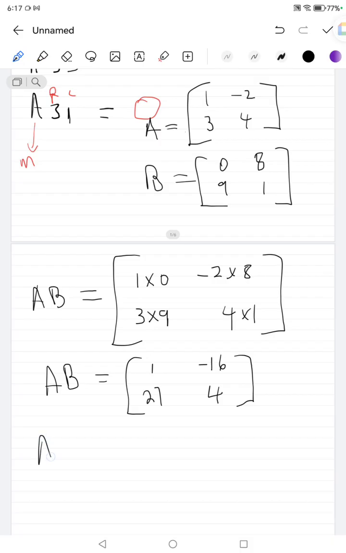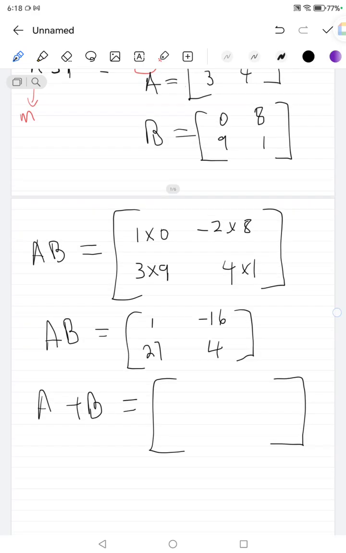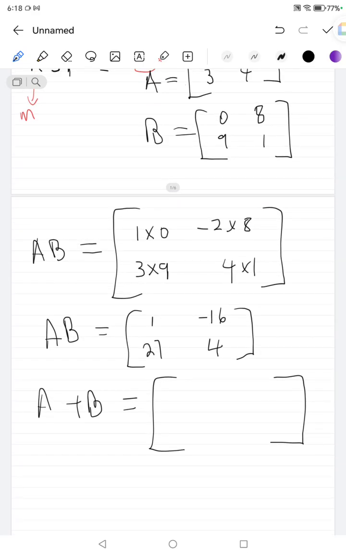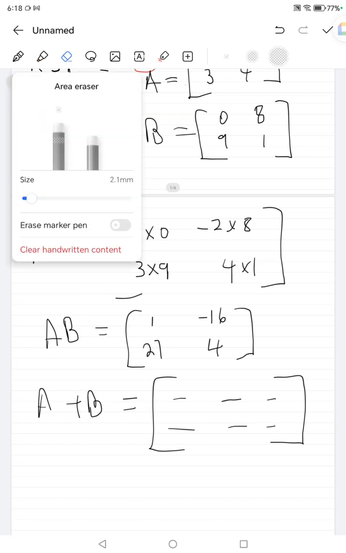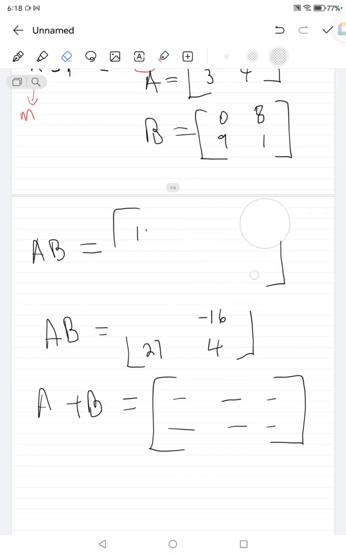You have to write your A plus B, then you add them together. You will say your 1 plus 0, which is going to give you your 1, then your minus 2 plus 8, minus 6, in that order. Then you just write them down on the other side. So let me find an example. I think I had an example that analyzes these things better.